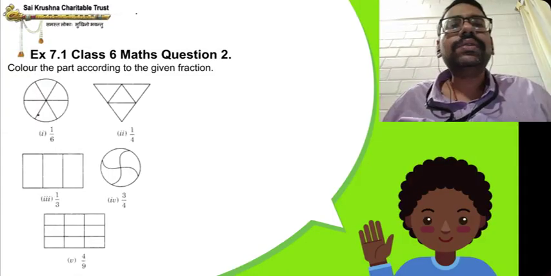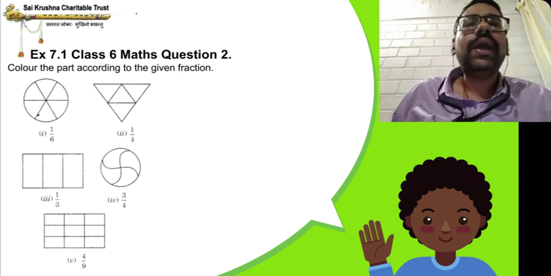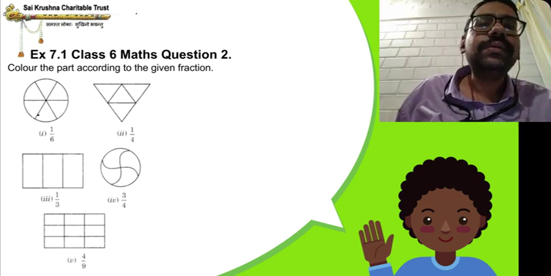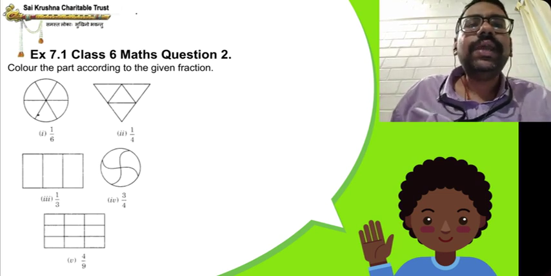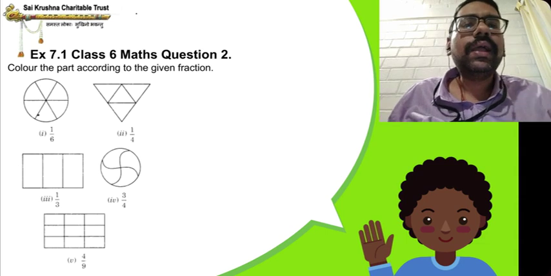Okay. Second question. Color the part according to the given fraction. How many parts are divided in the first question? 6 parts, right? Out of 6, I have to color 1 part. That is 1 by 6 or 1 out of 6 part is shaded. Next, in the triangle, how many parts are there? 4 parts in a triangle. In that, 1 part you have to shade. That means 1 by 4. Next, there are 3 parts in the rectangle. You have to shade 1 part. Okay. In the circle, how many parts are there? Next question. 3 out of 4 you have to shade or color. You try this. Okay.